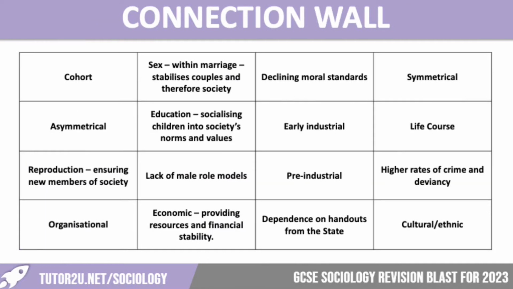Okay, we're going to move on to a connection wall. So in front of you, you have 16 phrases that can be divided up into 4 groups of 4. And again, these are all to do with perspectives of the family.